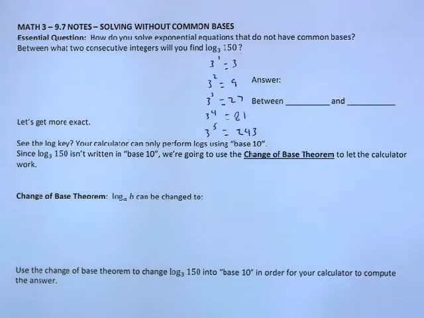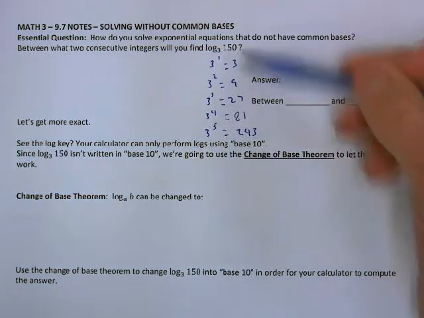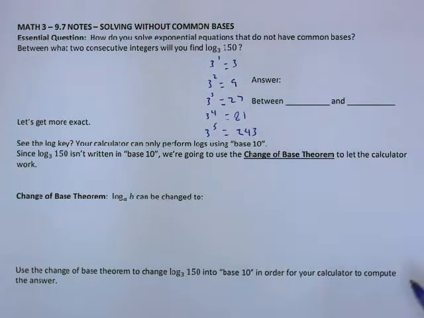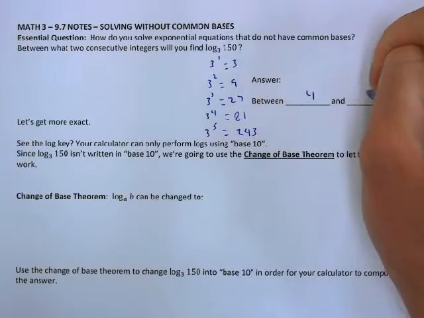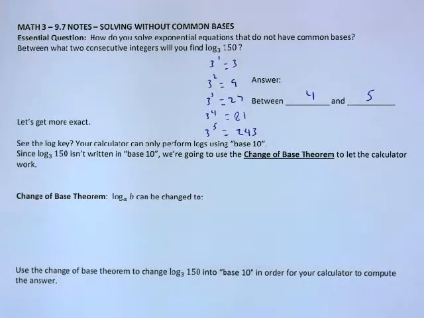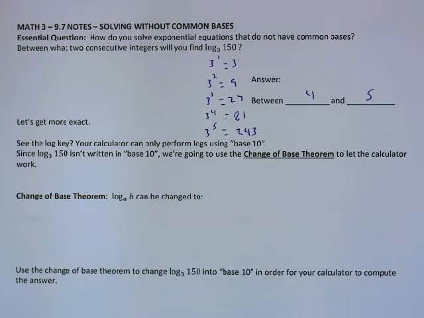Well, that's too big. So 3 to the fourth is too small, 3 to the fifth is too big, so then we know our answer is going to be between 4 and 5. Okay, so that's pretty good. We're getting closer, but I want to know exactly what it is. 4 point what, in other words, instead of just between 4 and 5. So to get more exact, we can use our calculator.